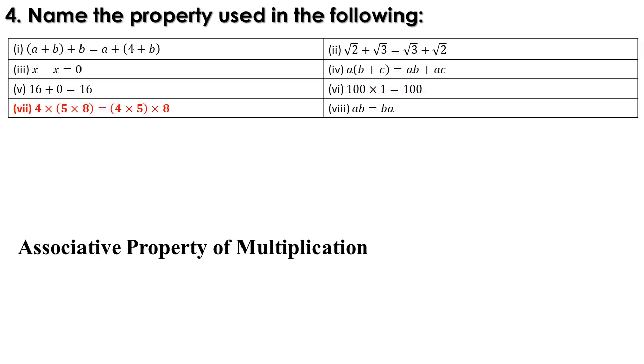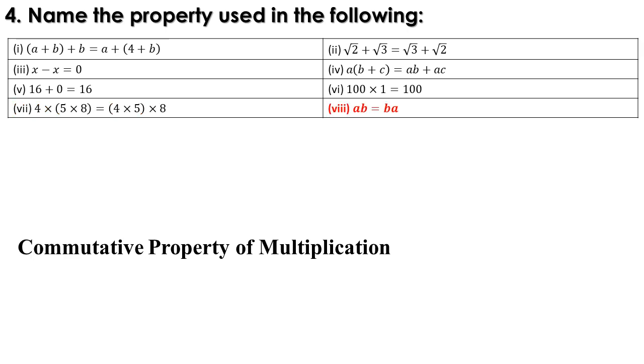Here's another cool one. (4 times 5) times 8 equals 4 times (5 times 8). This is the associative property of multiplication. It says that the way we group numbers when we multiply doesn't change the result. So whether you multiply 5 times 8 first or 4 times 5 first, you'll get the same answer. And finally, let's look at this. ab equals ba. This is the commutative property of multiplication. It says that when you multiply numbers, you can change their order, and the result will be the same.